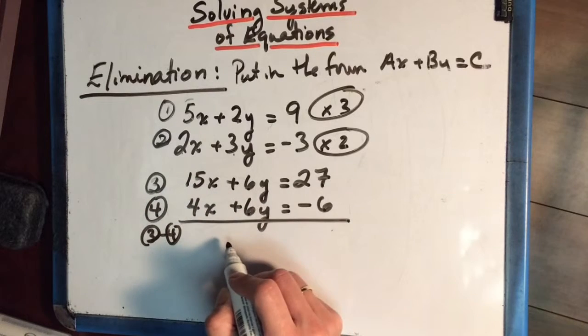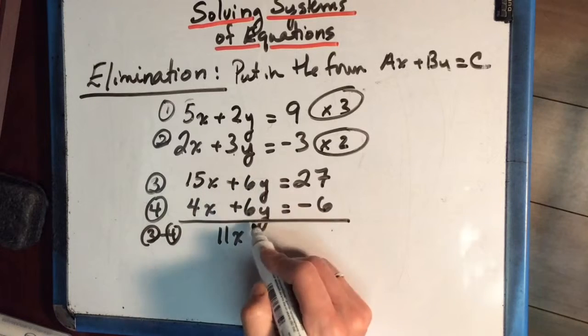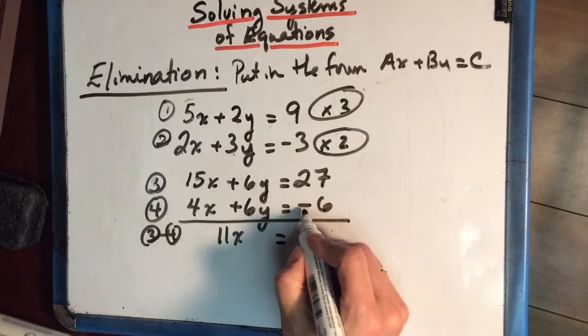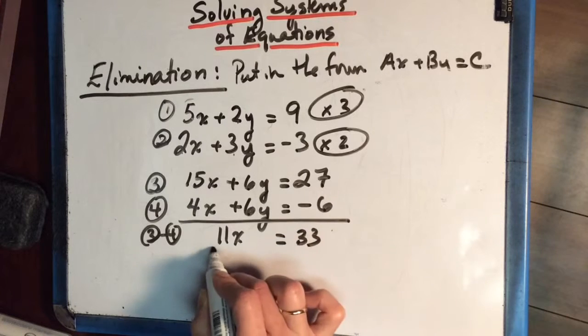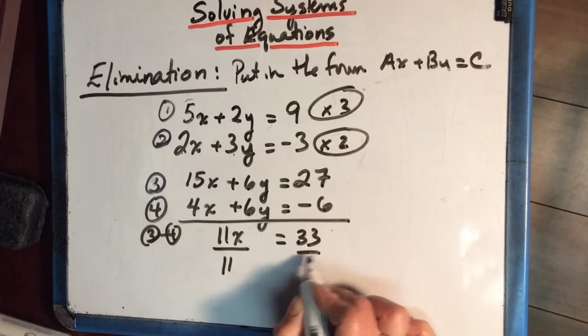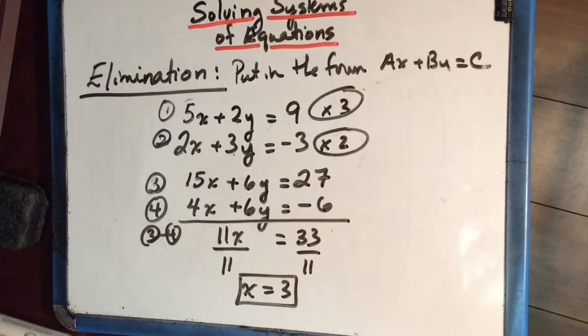15x minus 4x gives you 11x. We know that these are eliminated. 27 minus 6 will give you 33. If I divide both by 11, x is equal to 3. And there we have it.